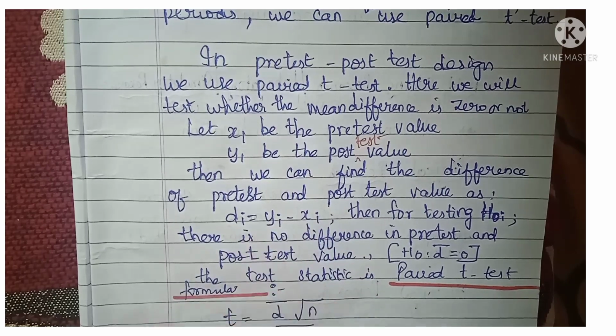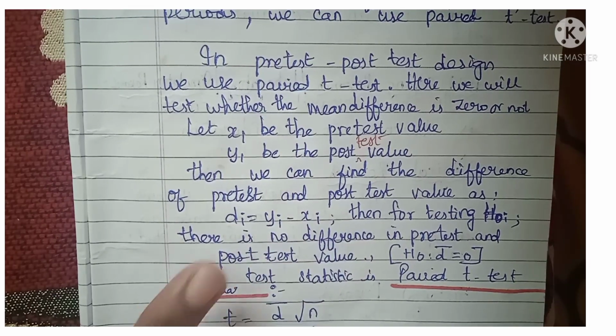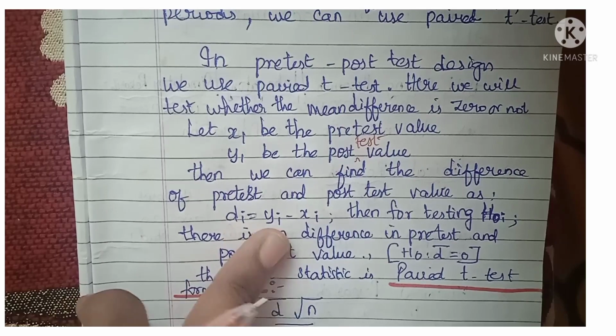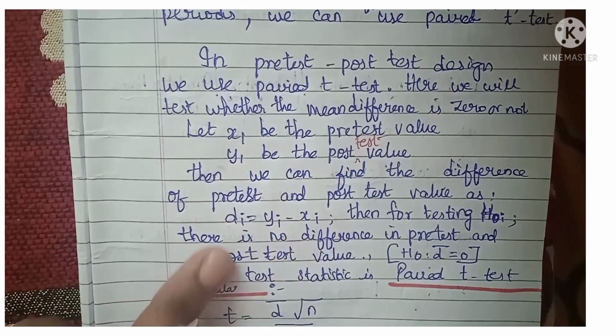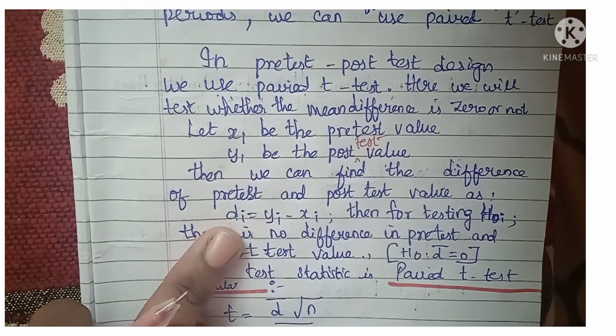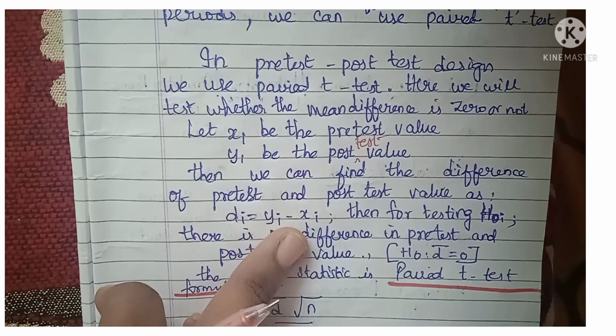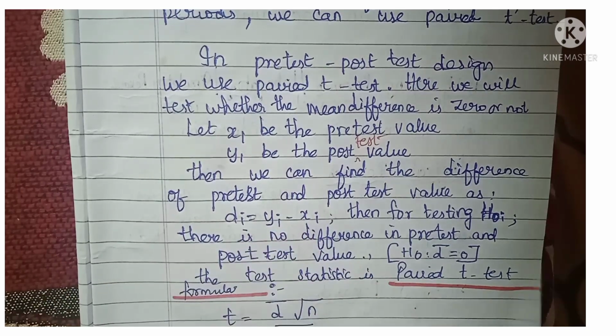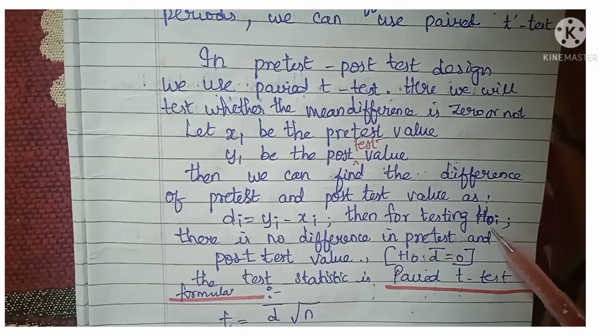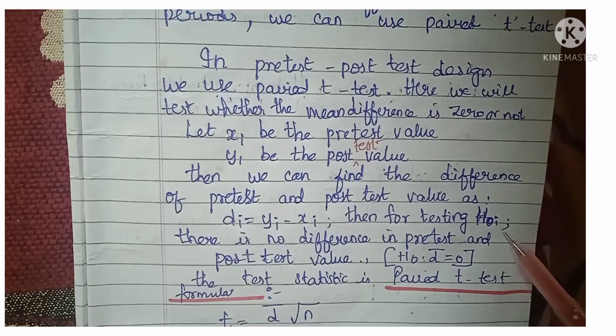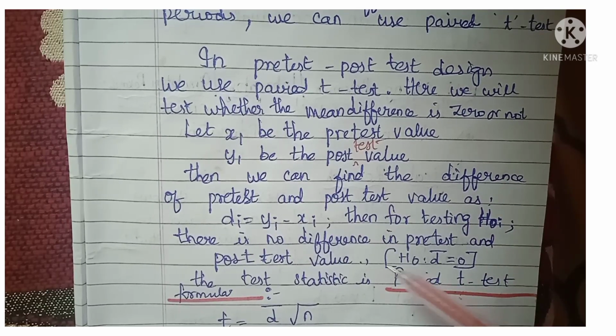Suppose if it is the first sample, what is the difference between y1 and x1? Suppose if it is the fifth sample, d5 is equal to y of fifth sample minus value of x fifth sample, like that. Then for testing H0, that is the null hypothesis, there is no difference in pre-test and post-test value.